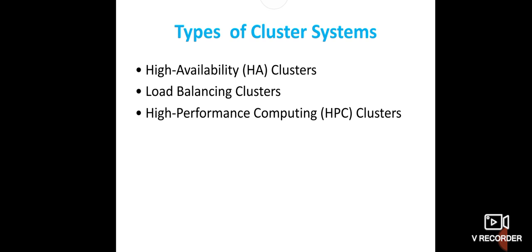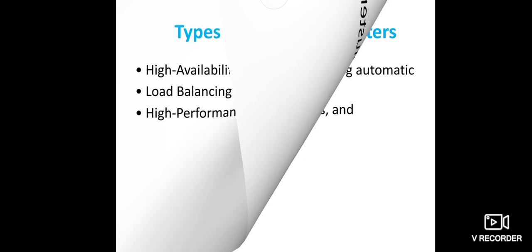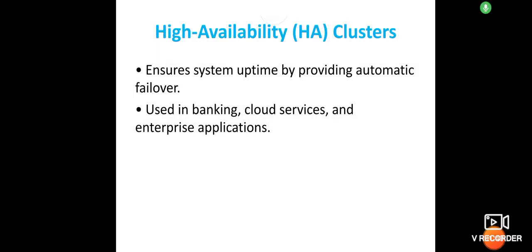It has some types. They are high availability cluster, load balancing cluster, and high performance computing cluster. First, we know about the high availability cluster. The high availability cluster ensures continuous operation by minimizing downtime and providing failover, and it is used in banking, cloud services and enterprise applications.